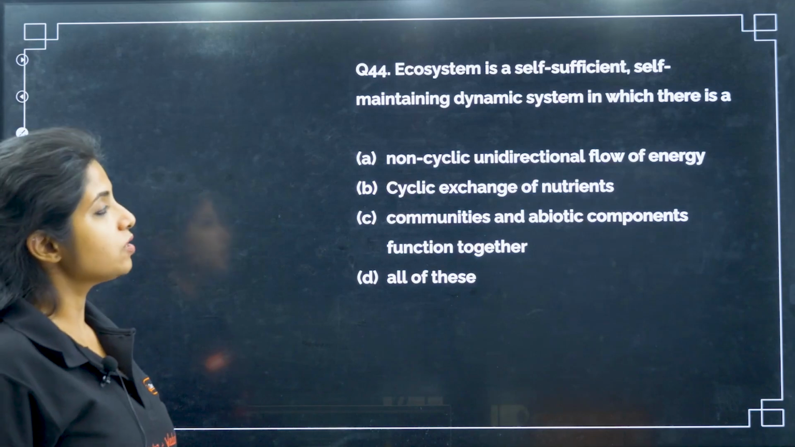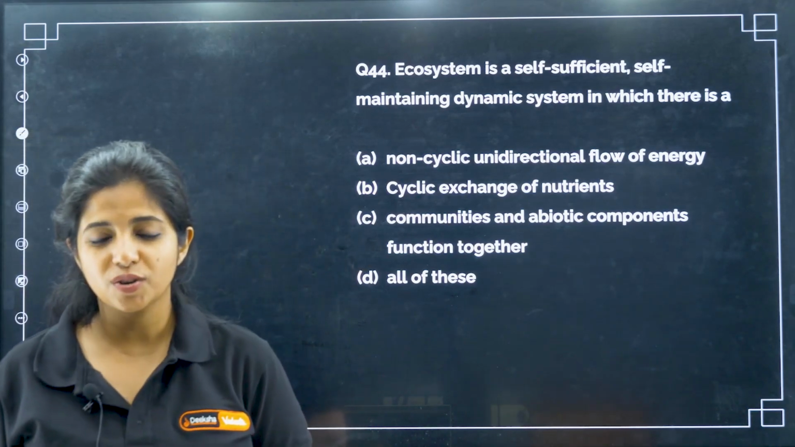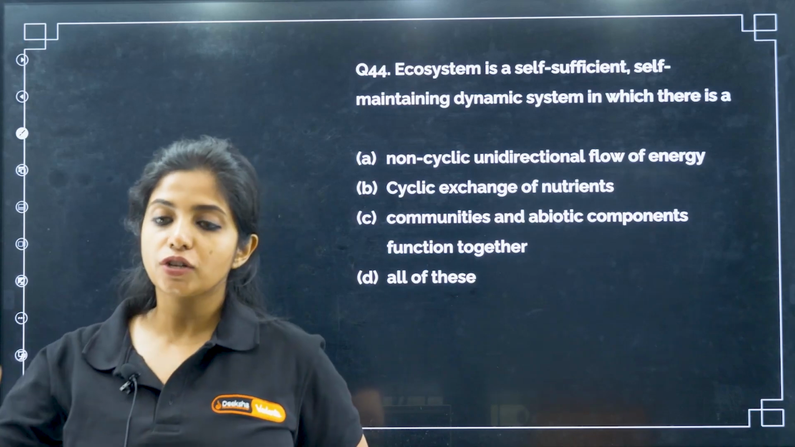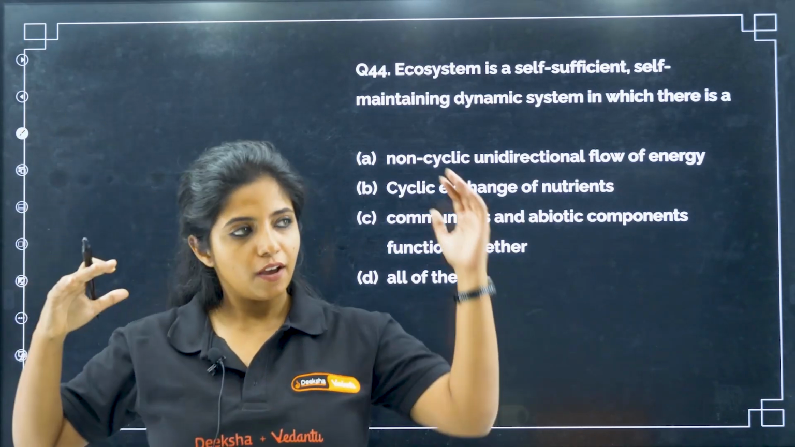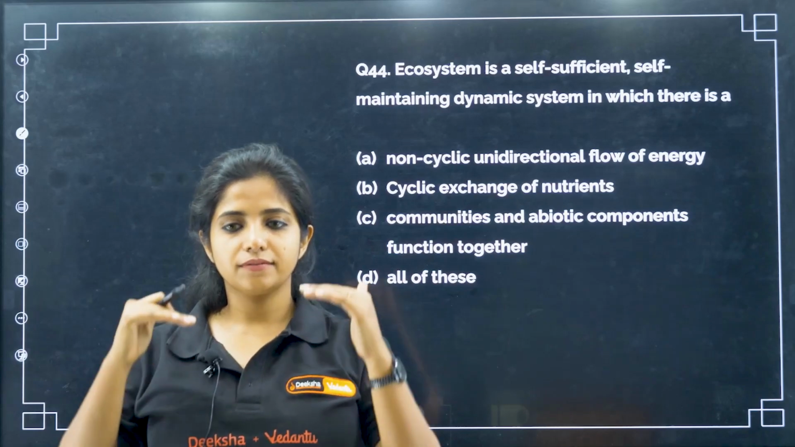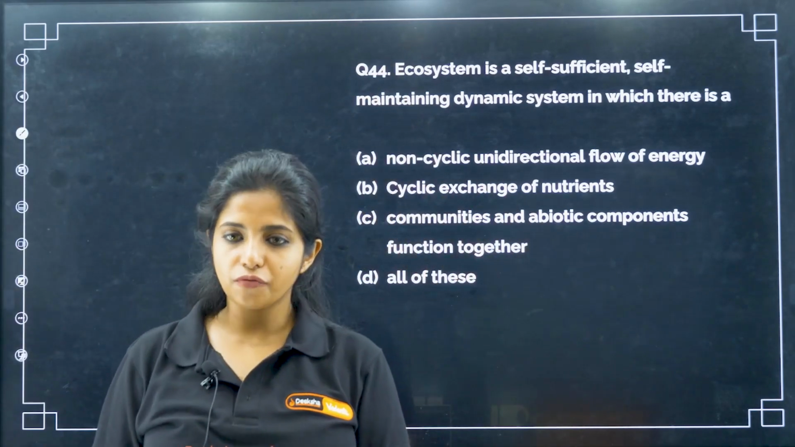Now, an ecosystem is a self-sufficient, self-maintaining dynamic system in which there is what? Non-cyclic unidirectional flow of energy. Yes, it is not cyclic. It is only a unidirectional flow of energy from the sun to the plants, and from the plants onward. So it is a non-cyclic unidirectional flow of energy.